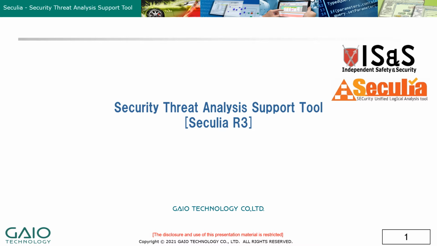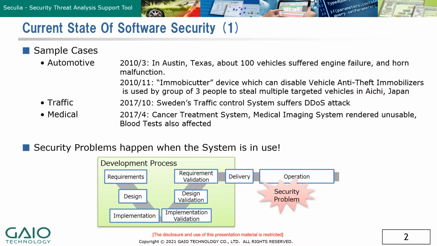Presenting Seculia, GAIO Technology's Security Threat Analysis Support Tool. Software security is a current and growing problem.